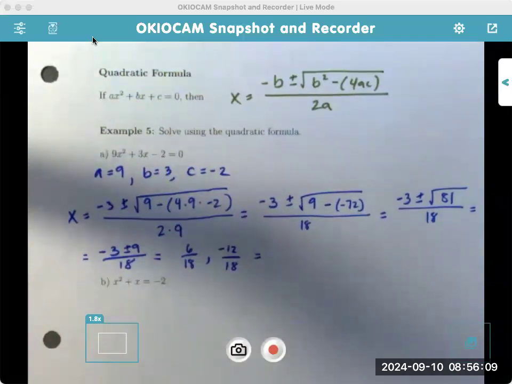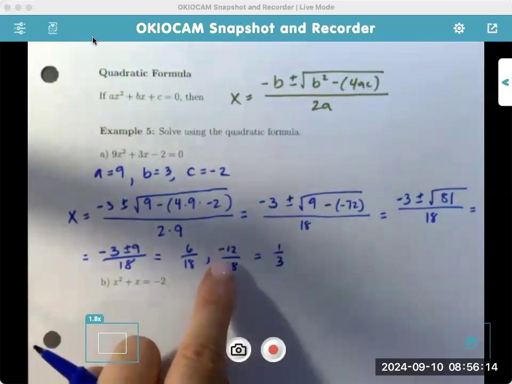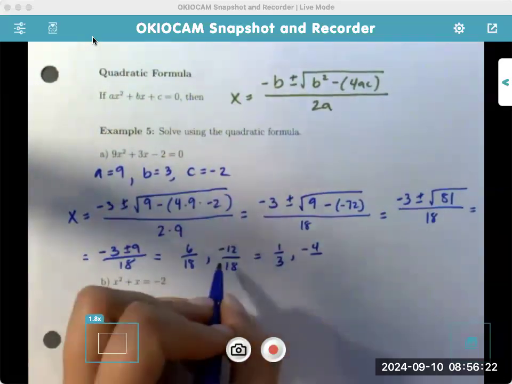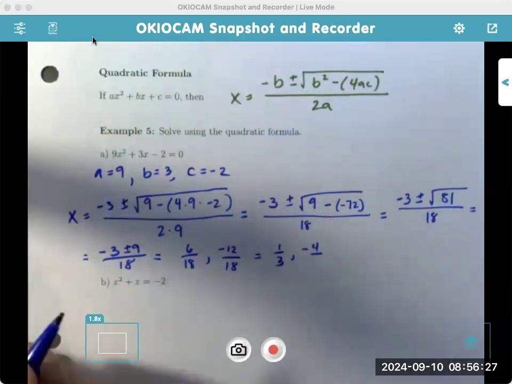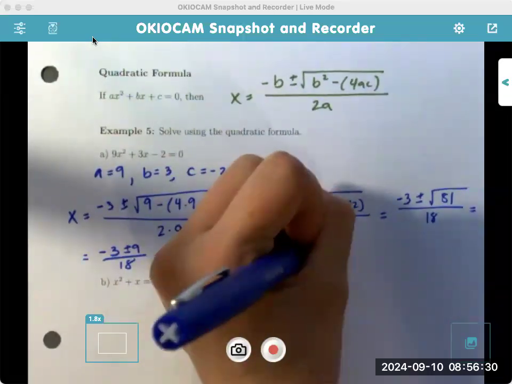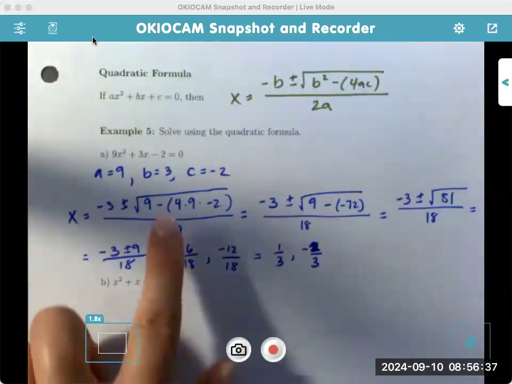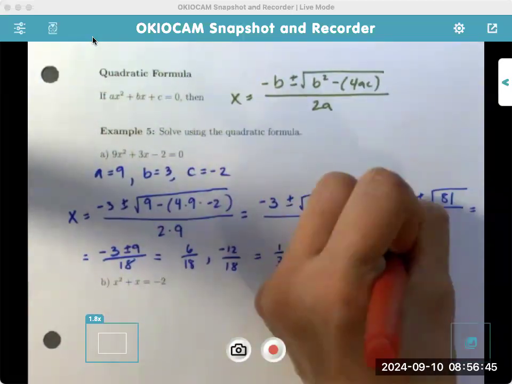And now we want to reduce. So this 6 goes into 18 3 times, that's 1/3. -12 and 18 both can go into 3, so that is -4 over 6. Oh, 6 can go into both of them, so that's 2 over 3, -2/3. This is why I need y'all here to stop me from doing these crazy things. So in this case, for A, x is equal to 1/3 and -2/3. Ta-da!